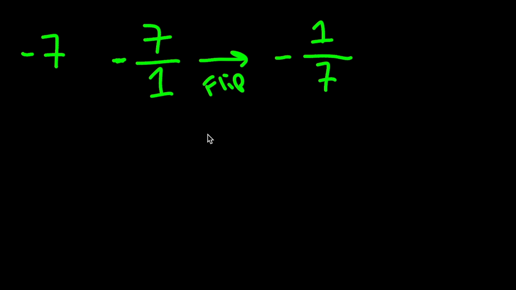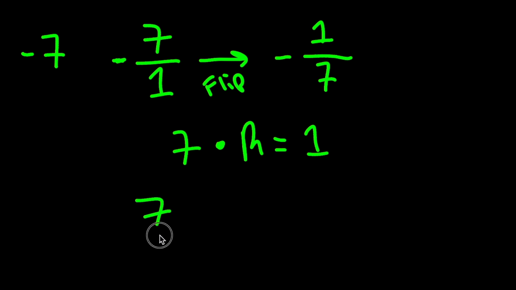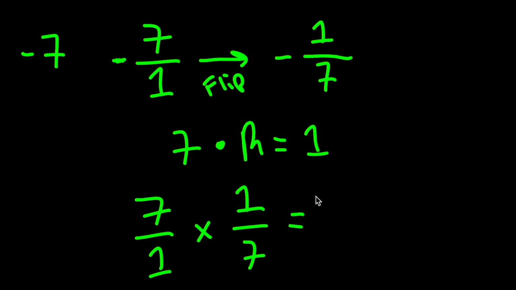And to check if the statement is true, that if you multiply a number by its reciprocal it will equal 1, let's go ahead and check it out and see. So we got 7 over 1 times 1 over 7. That's 7 over 7. 7 divided by 7 is 1. So the statement is true.